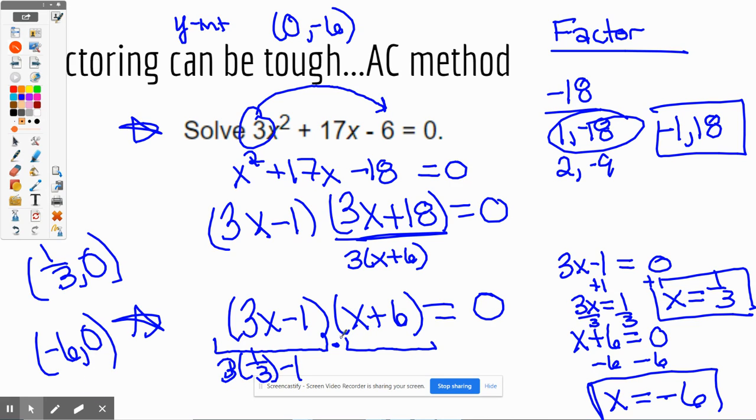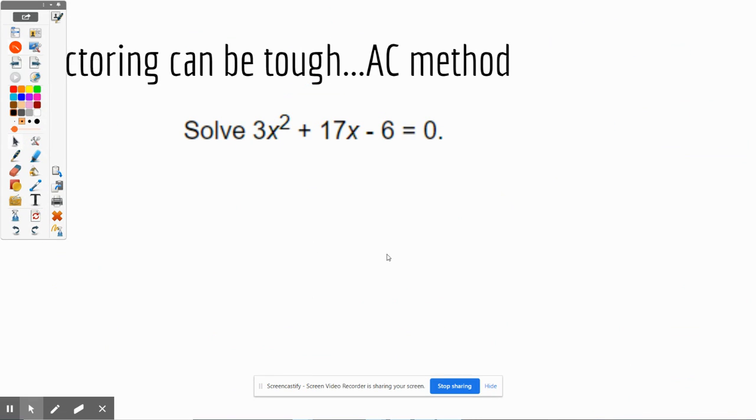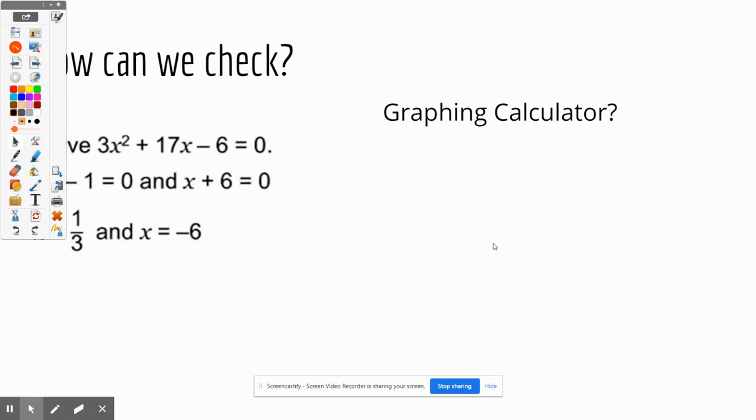Because quadratics in factored form make it easy to find the x-intercept, because that means y equals 0, and that's where the y would be if I had an equation. Okay, so let's look at what else we have. How can we check? We plugged it in. What would a graphing calculator do here?